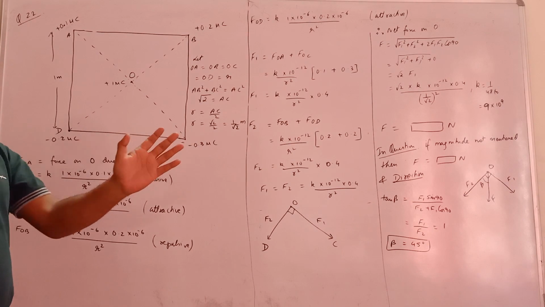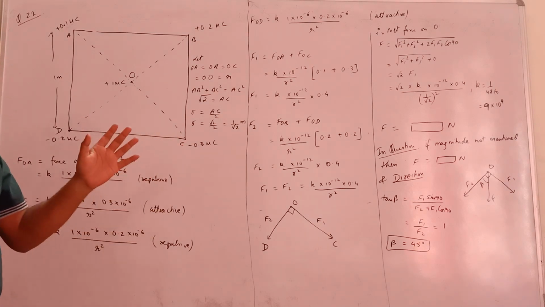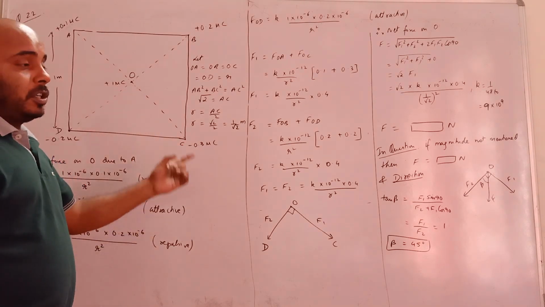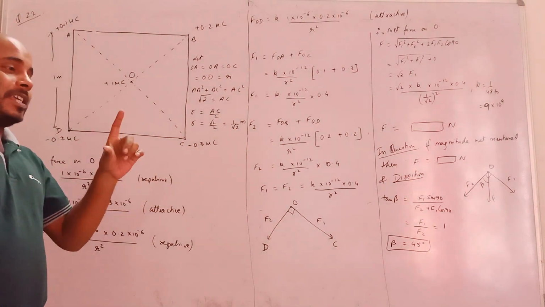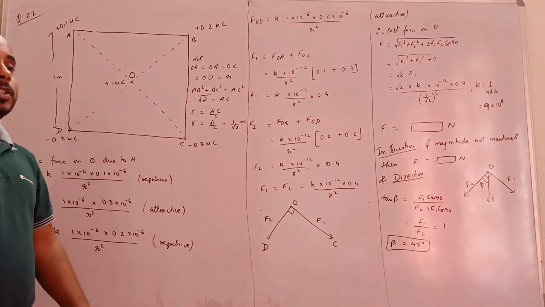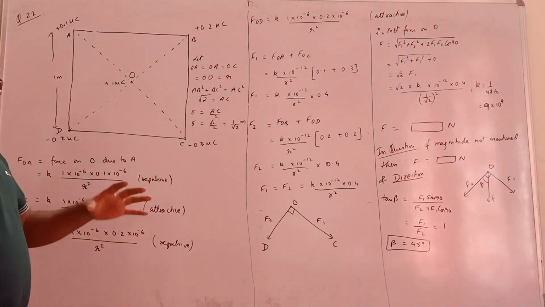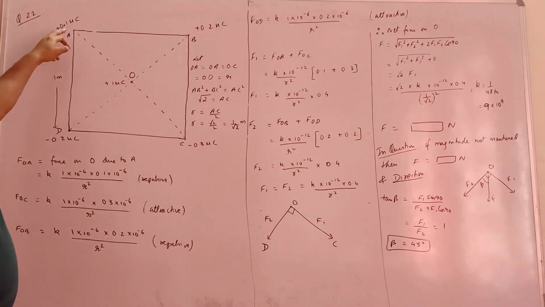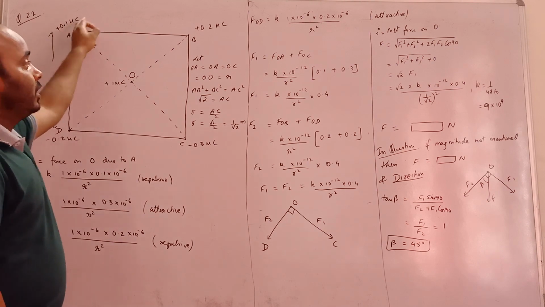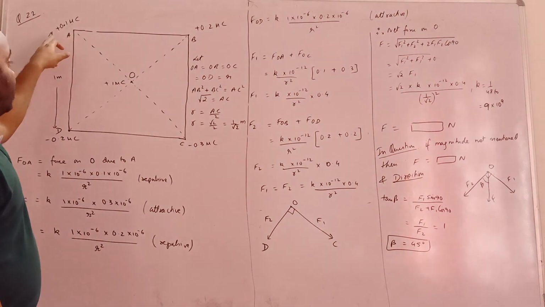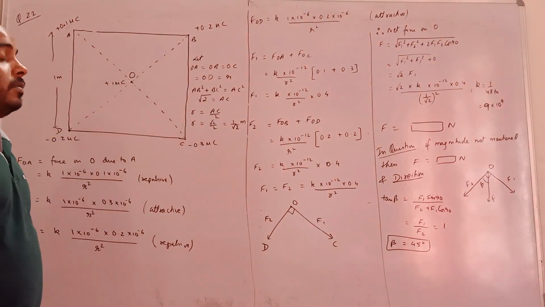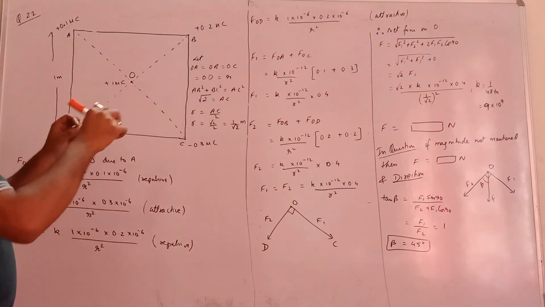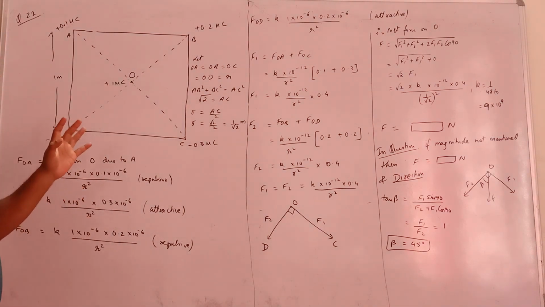The charges' order is given to you, kept at the four vertices of a square. The square's side is also given to you, 1 meter. Now, first of all, how to place those charges on the square? You have to start with any one vertex and go either clockwise or anti-clockwise, any one direction. Don't start substituting the charges randomly, then the numerical will be wrong.